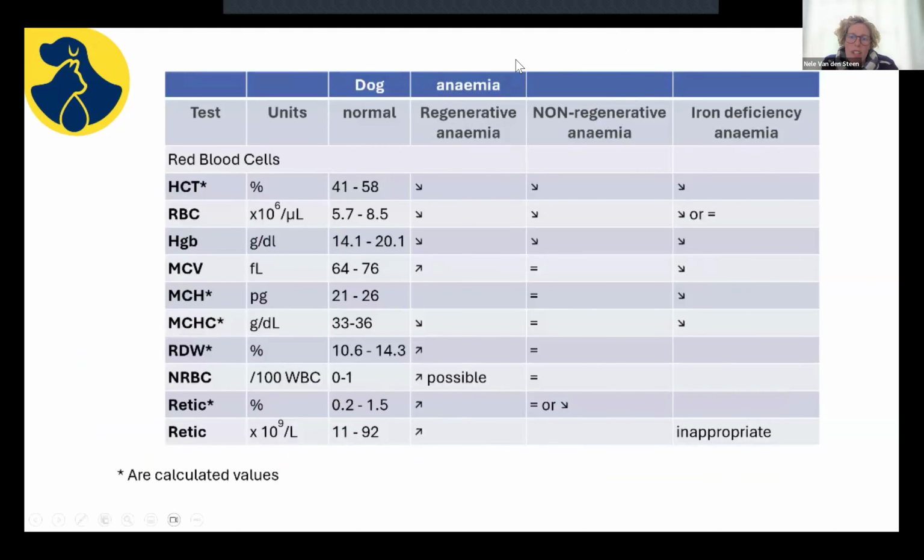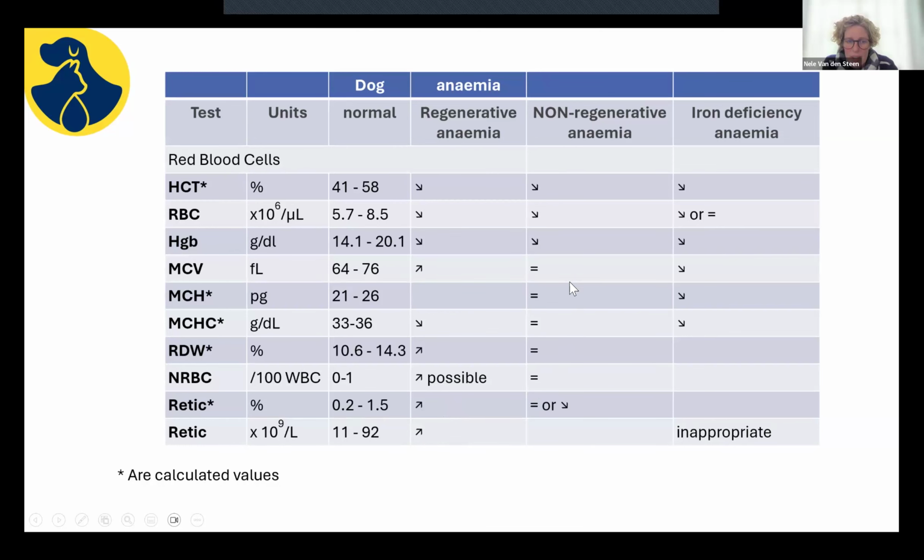So to just review the different patterns that you're looking at. In all these patients, who are anemic, you're looking at a regenerative anemia, which normally should have an increase in cell volume. If you get a strong regenerative response, you might get some nucleated red blood cells and an increased reticulocyte count.